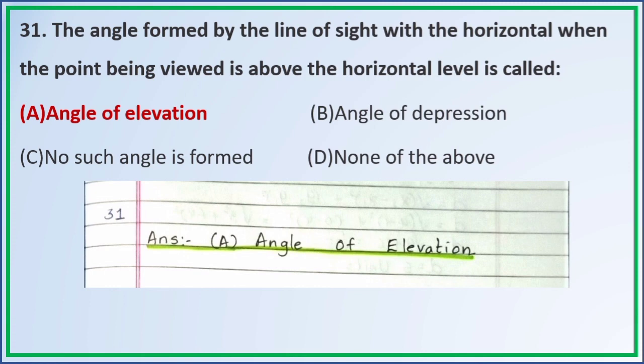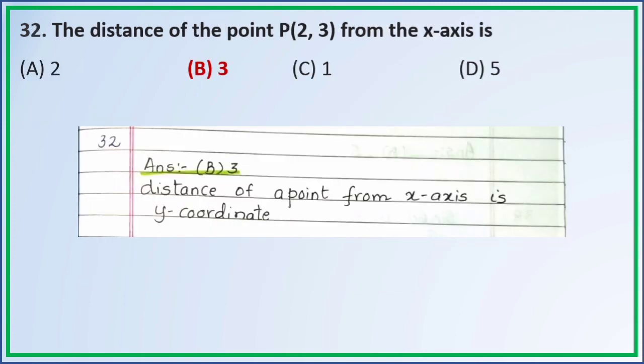Now, we'll be moving to the next question. The distance of the point P (2, 3) from the x-axis is? The distance of any point from the x-axis will be its y-coordinate. Therefore, the y-coordinate is 3. Therefore, the correct answer is option B, 3. In the same way, the distance of any point from the y-axis will be its x-coordinate.